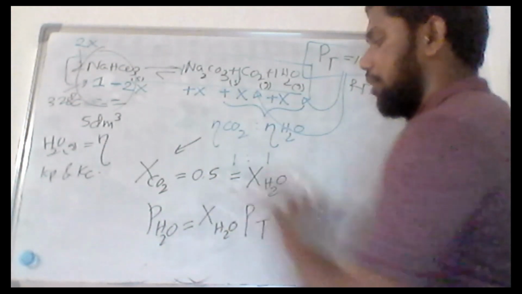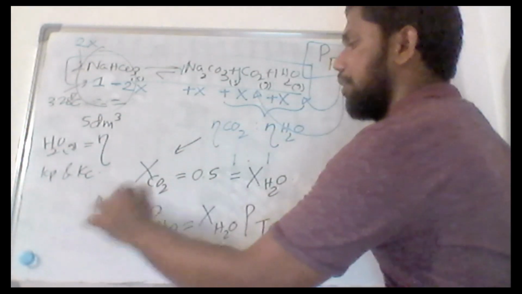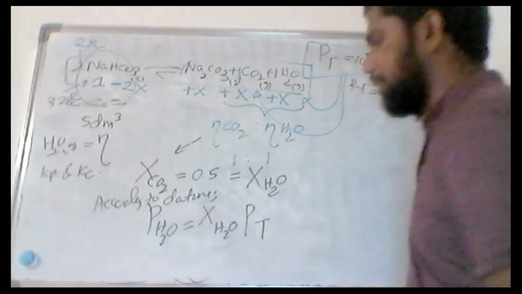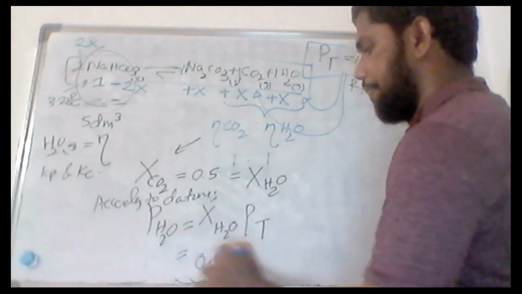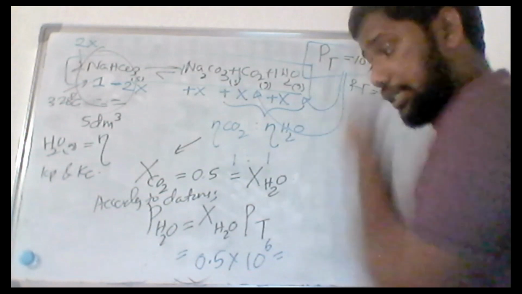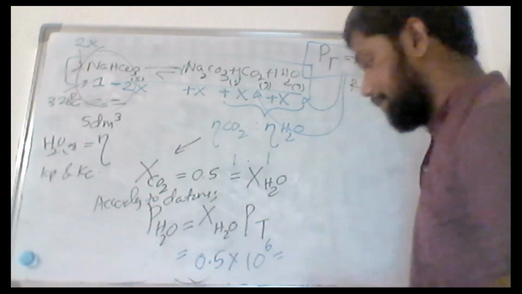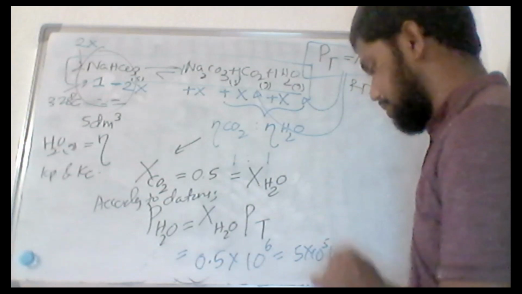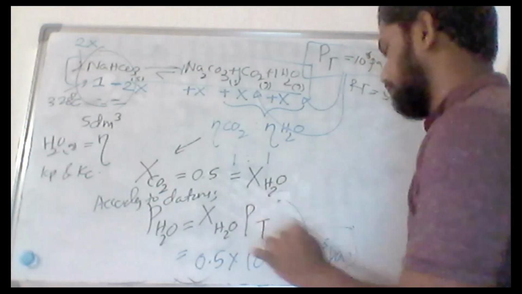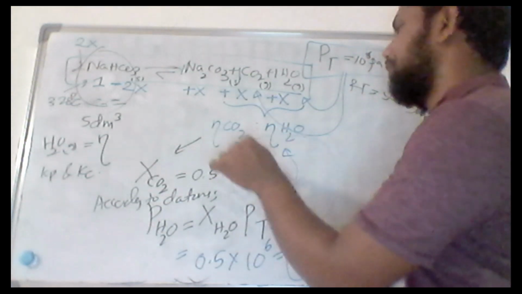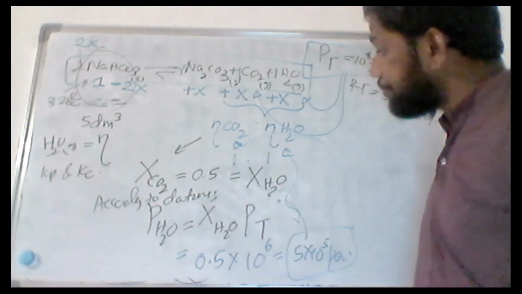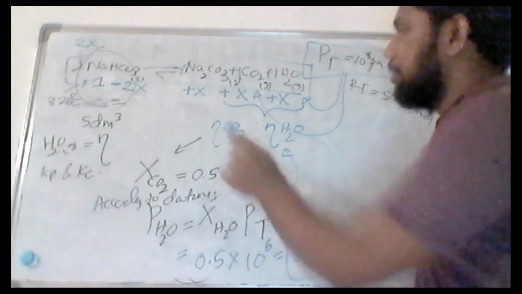You have to write this according to Dalton's law. Therefore, you can write x H2O is 0.5, PT is 10 to the power 6. So basically, PH2O is 5 into 10 to the power 5 Pascal. And this would be the same for water, as well as the same for CO2. But in the question, they have asked only about water. They have not asked about CO2.